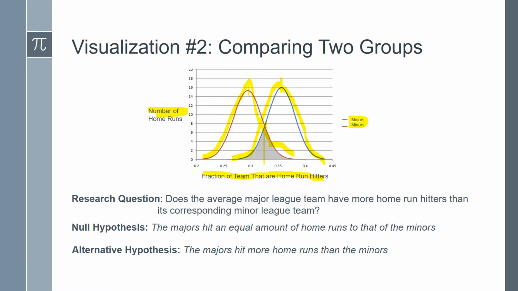So again, we would want to set up an alternative hypothesis that can be in conjunction with the data we are seeing. So the null would be something that we can disprove or be an equal type of a statement. So we say the majors hit an equal amount of home runs to that of the minors. The alternative hypothesis would be that the majors hit more home runs than the minors.